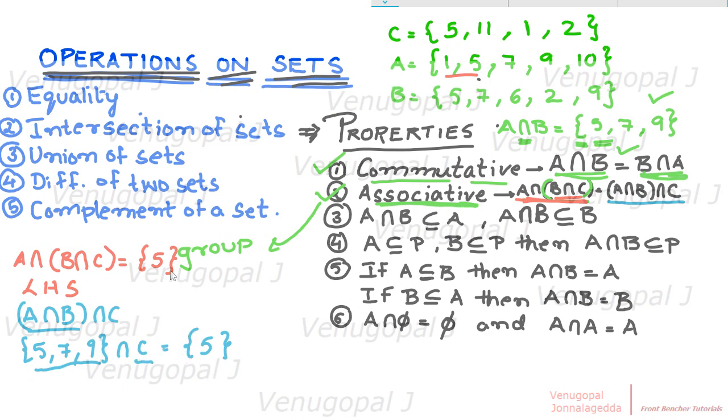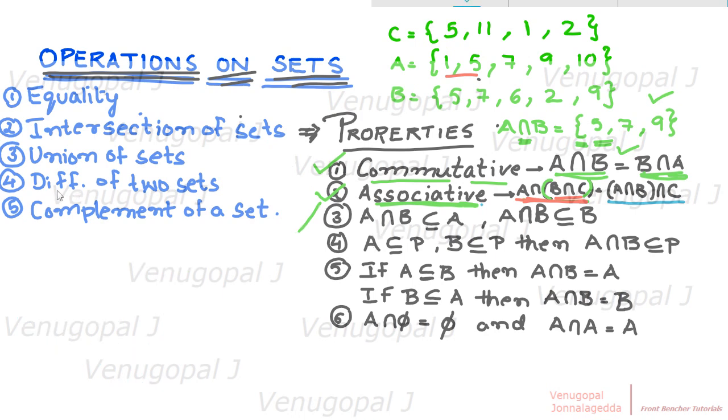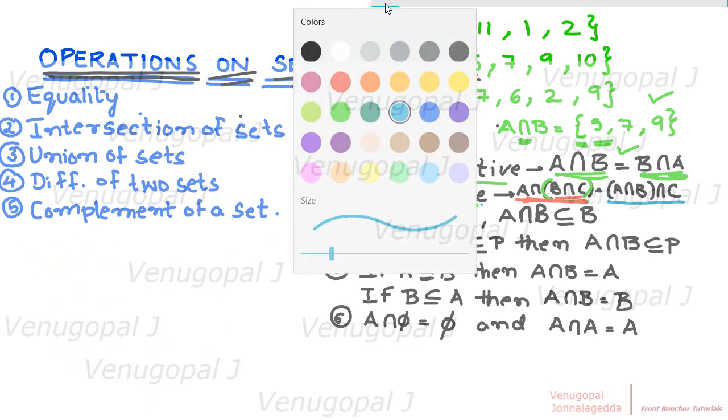So you can see that this RHS, now this is RHS in blue, which is equal to the LHS. So we have proved that the associative property also holds true for intersection of sets. So let's go to the third point. So now let's take the third point and we'll choose another color for that.